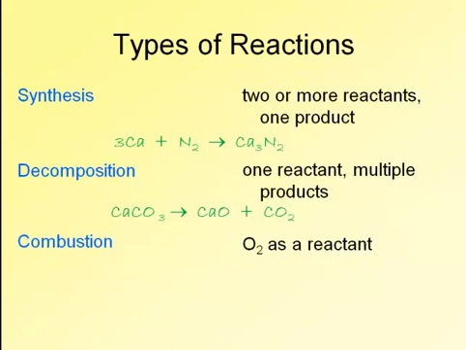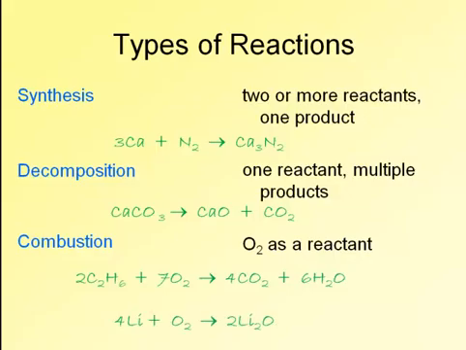Combustion reactions always have O2 as a reactant. Remember that combustion of a hydrocarbon is one type of combustion process. That type of process always produces CO2 and H2O. Combustion of an element is still combustion, but you're not going to get those kinds of products. You're going to get the combined compound between that element and oxygen.